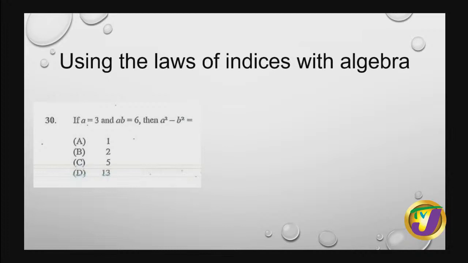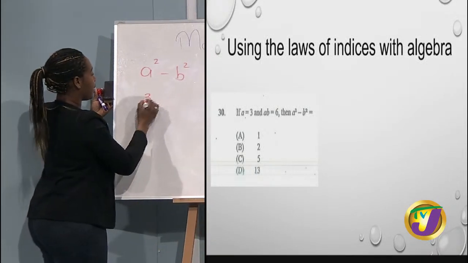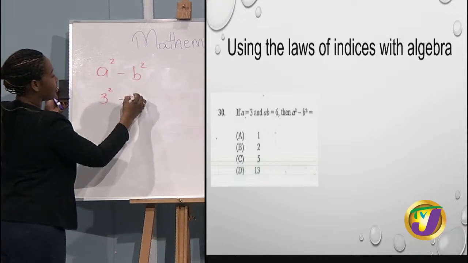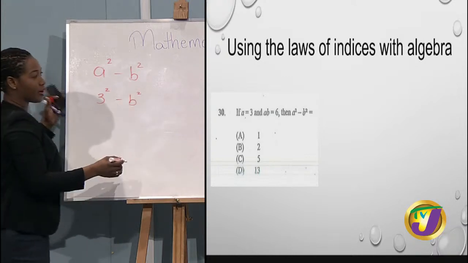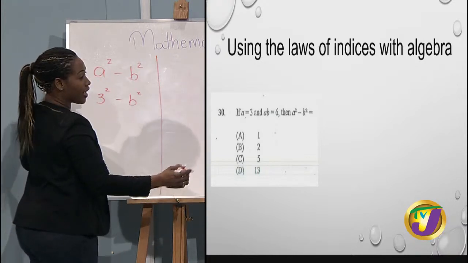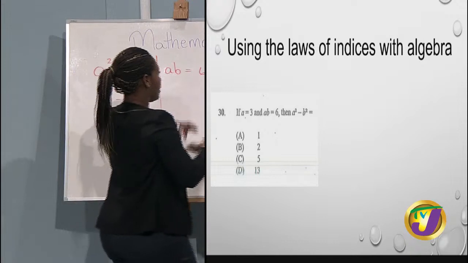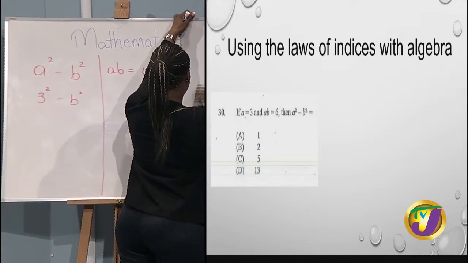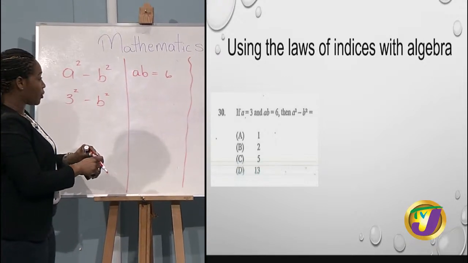All right, so what's the first thing that's there? The first thing that you may want to do is to go a squared subtract b squared. And we want to say, what's the value for a? 3. So you can substitute that. What's the value for b? Look at that, they didn't give you the value for b. So you have to stop right there and look at what they gave you. So they said ab is equal to 6. Therefore, we can use that equation to solve for b. That's what we're going to do.